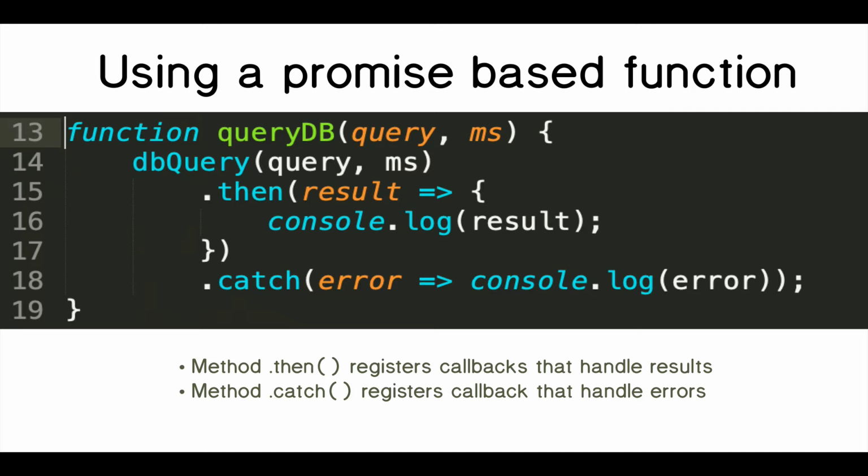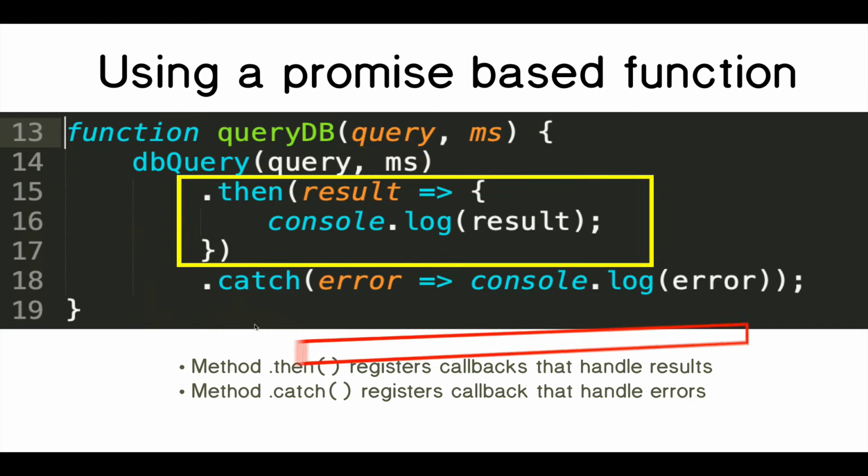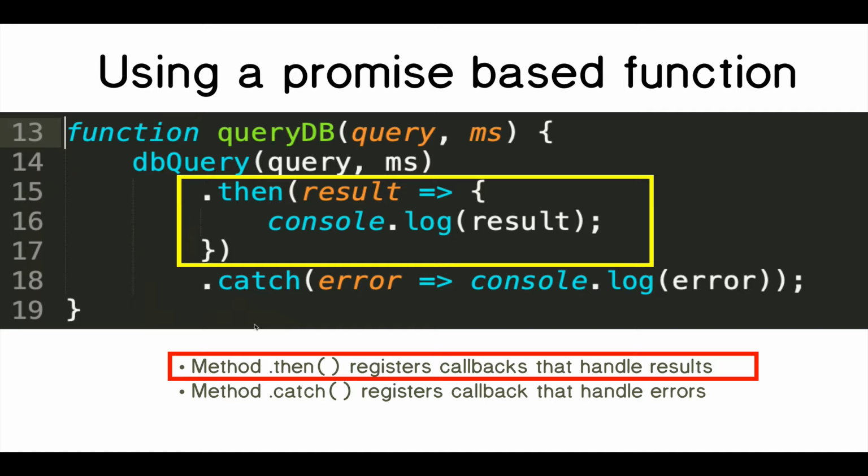And here's how you use them. The first thing is, if we have a promise-based function, so I'm starting with the easy thing of how to use a promise-based function. So let's say this DB query is promise-based, and it has these arguments, a query and milliseconds, like we've seen before. This then part, as I mentioned down here, registers callbacks that handle results.